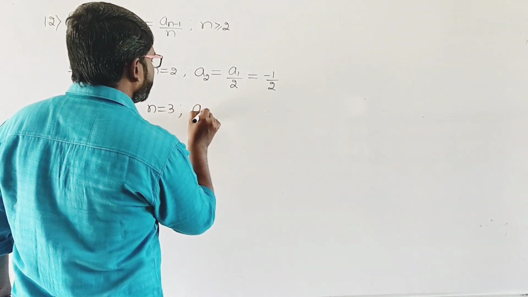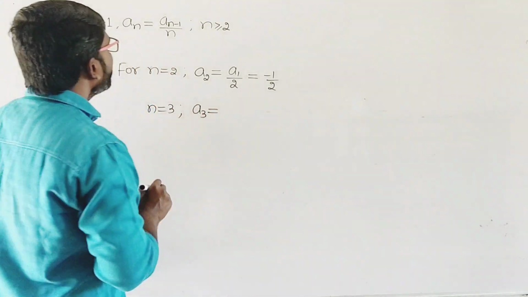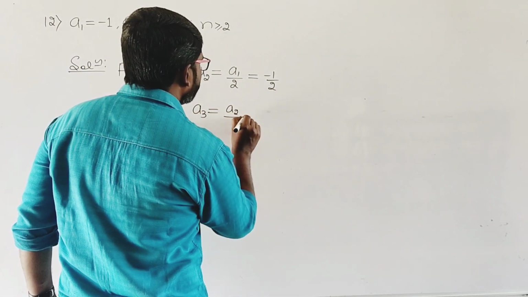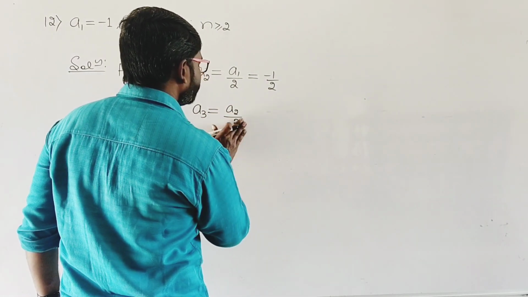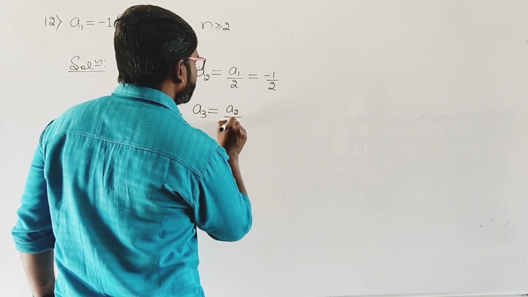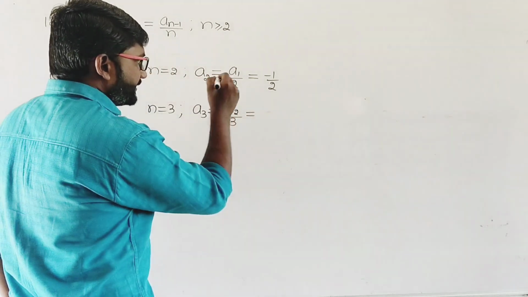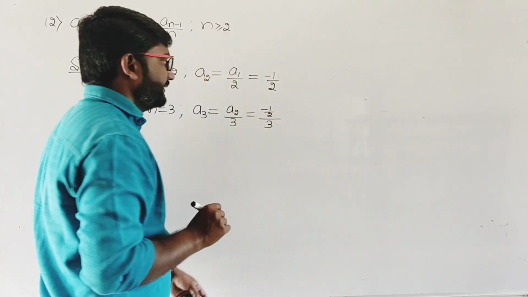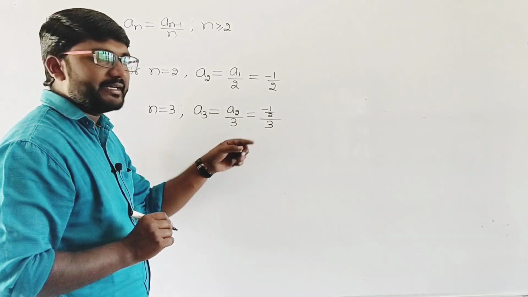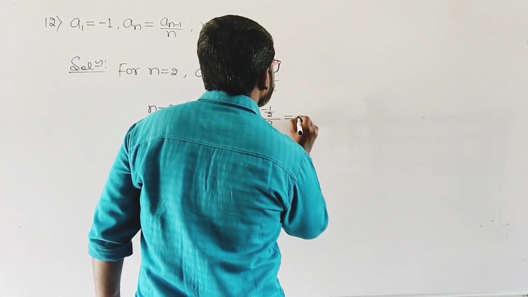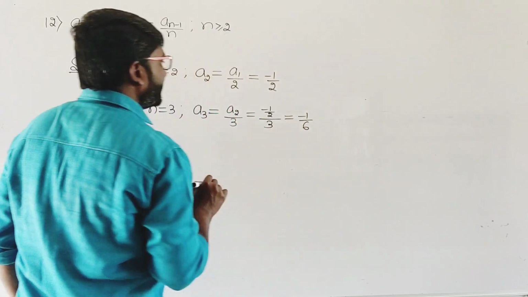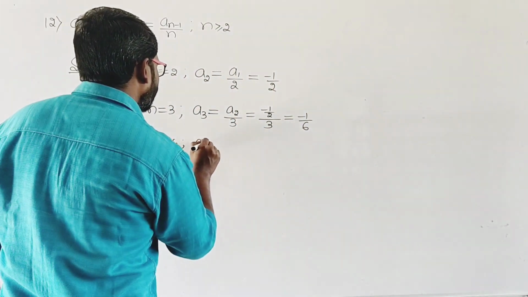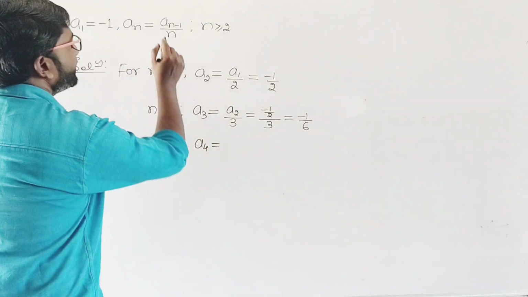Then here we have a3, which is equal to, so now 3 minus 1 is 2, we get a2 divided by 3. Then what is a2 here? It is minus 1 by 2. So minus 1 by 2, then whole divided by 3. In the next step, these two will be multiplied. 2 into 3 is 6. You get minus 1 divided by 6. Then next we have to go for n equal to 4. Then we get a4 which is equal to 4 minus 1, it is 3.